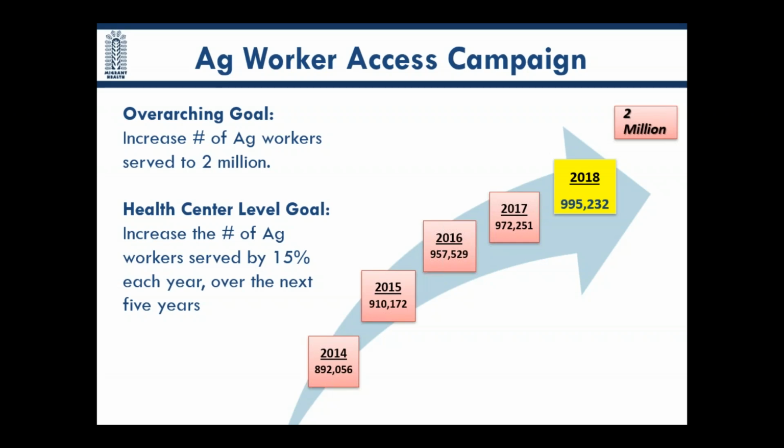And when the campaign was launched, the overarching goal was to reach 2 million ag workers served in our health centers. And as you can see, we haven't reached that goal yet, but we are very close to the 1 million milestone, which is awesome. And that's within reach. Hopefully when our 2019 numbers are released officially, we'll have reached that goal.